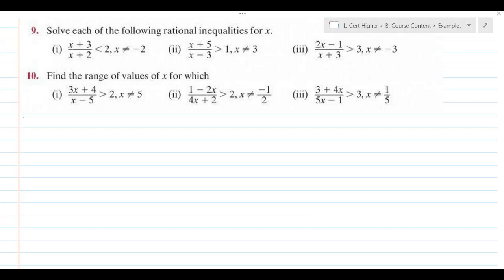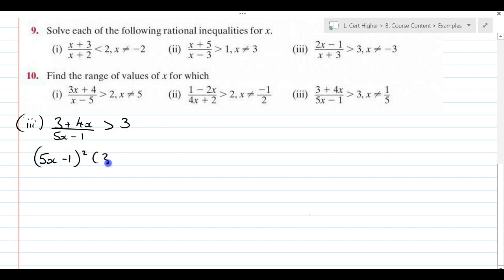Now I'm going to do 10 part 3, which gives us (3 add 4x) over (5x minus 1) greater than 3, where x cannot be 1/5 because it would make the denominator 0. Okay, so again, follow the same steps. We're going to multiply each term by (5x minus 1) squared, giving (3 plus 4x) over (5x subtract 1) times (5x subtract 1) squared is greater than 3 times (5x subtract 1) squared.